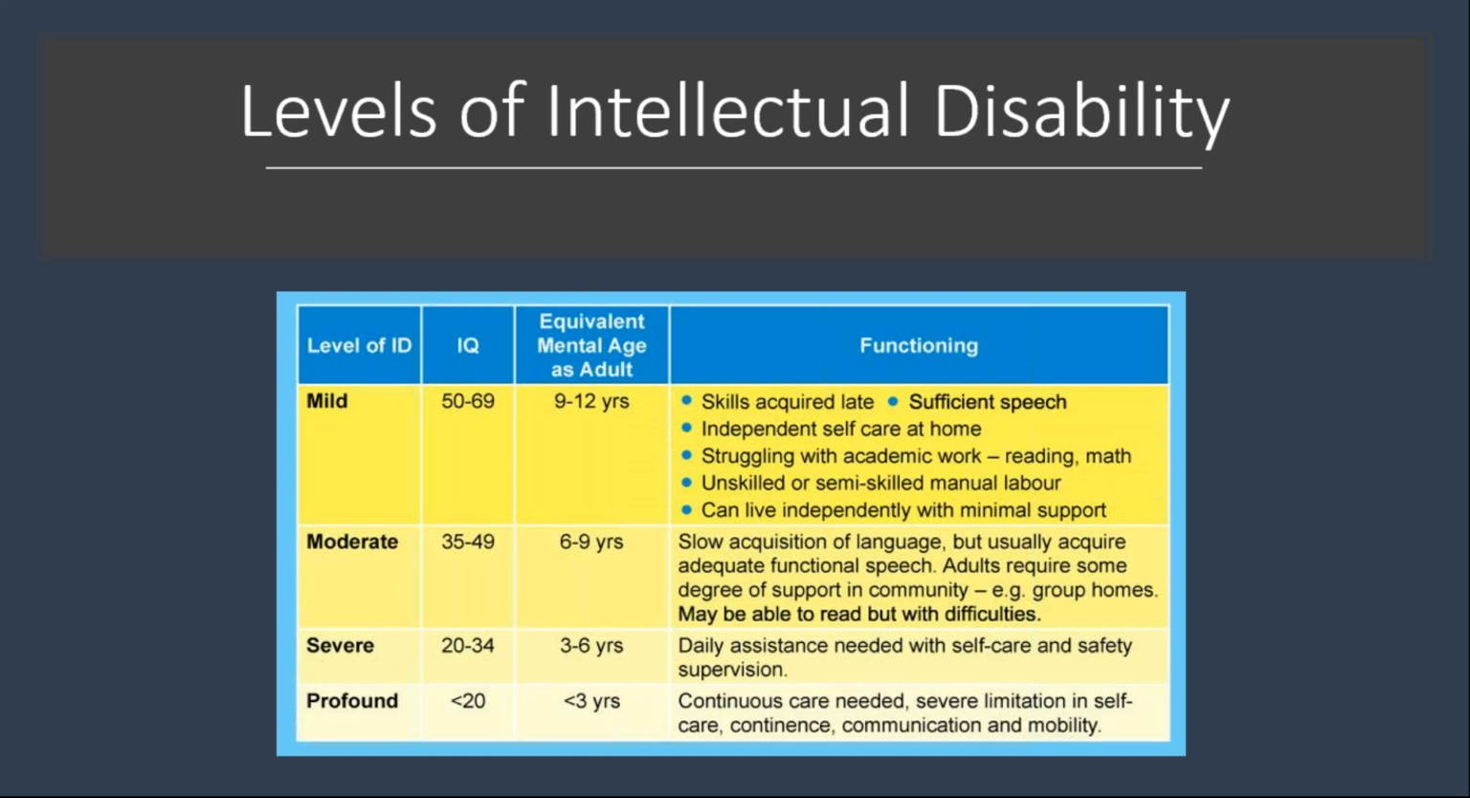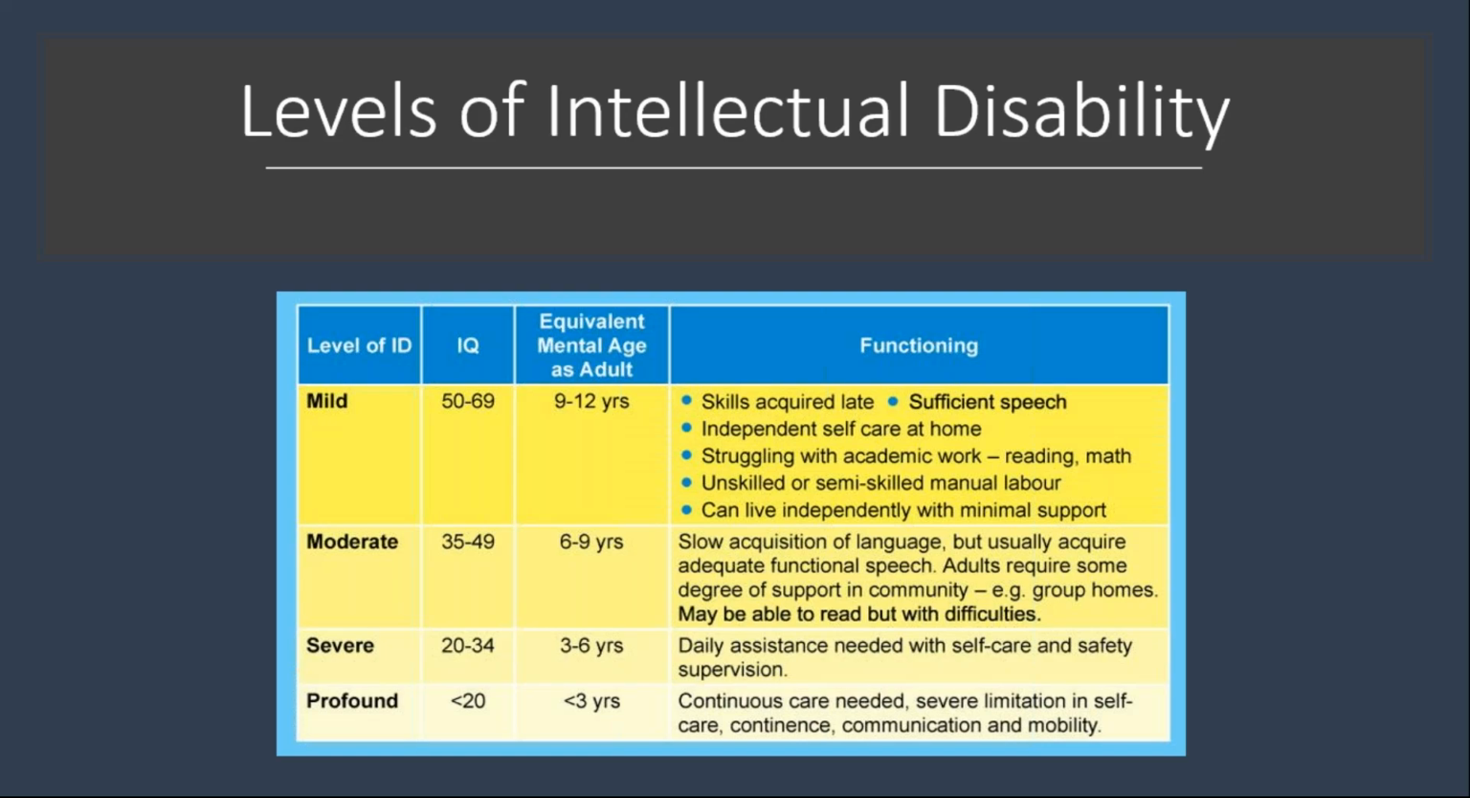So the IQ score for an individual with a mild intellectual disability is typically going to fall around the range of 50 to that 69 or 70 range. And we typically would think about that as an adult, this individual may be functioning somewhere in the range of around a 9 to 12-year-old, what we would consider in typical development. So that's the level of intellectual disability that we call mild.